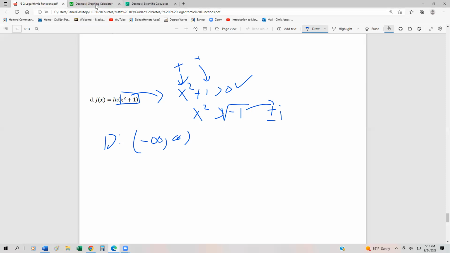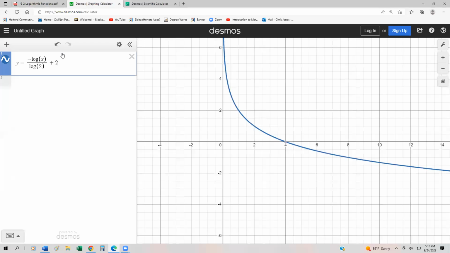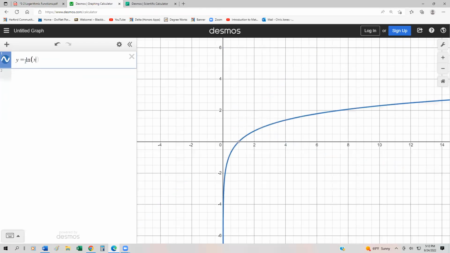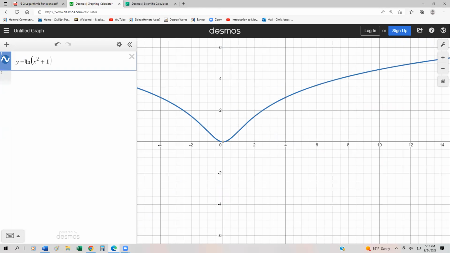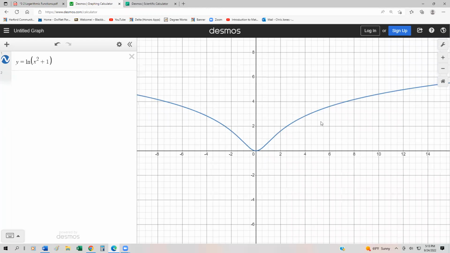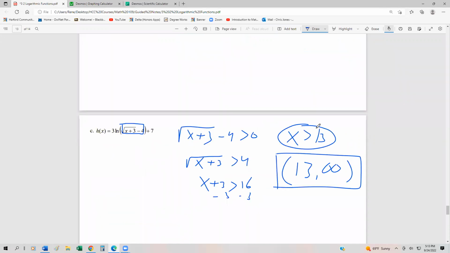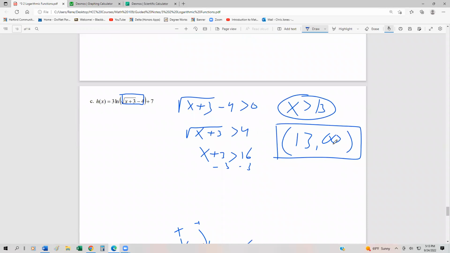Looking at the graph, this is a way we can verify that. Let me close all this stuff out. We could say ln of x squared plus 1. I want you to notice that this function is continuous. There are no asymptotes whatsoever. So that's pretty cool that we can see both geometrically as well as algebraically the domain for this function. And just as another example, I can go back to the previous one and see that the domain for this function will be greater than 13. Let me just show you that one real quick, and then we can do our final example.